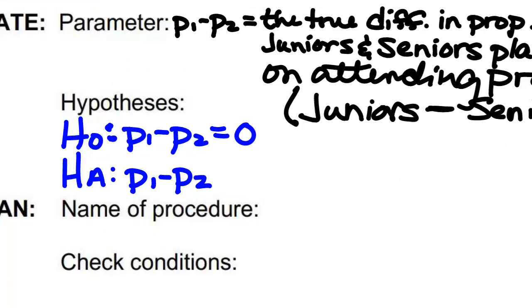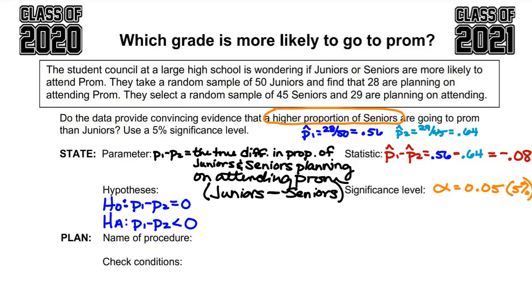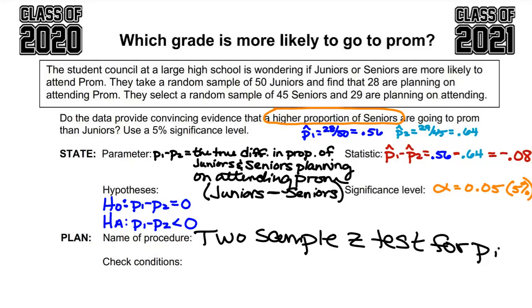So if more seniors are going than juniors, would this be a positive or a negative number? Negative, so less than 0. What is the name of the procedure that we would use here? 2 sample z-test. Yes, 2 sample z-test for P1 minus P2. Nice. I'm going to put something up that has better handwriting. Same information, nicer handwriting though.